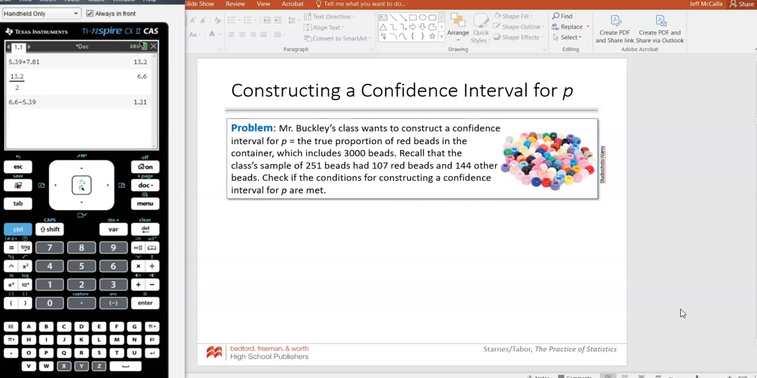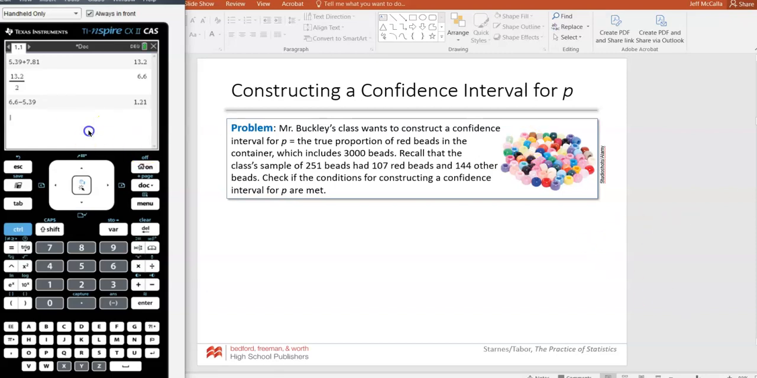So random sample: recall that the class's sample of 251 beads had 107. It says the class's sample, I think we're assuming it's a random sample. Kind of make that assumption. It'd be nice if it said it, but it didn't. What is the large counts condition we have to check? So large counts means NP and NQ.